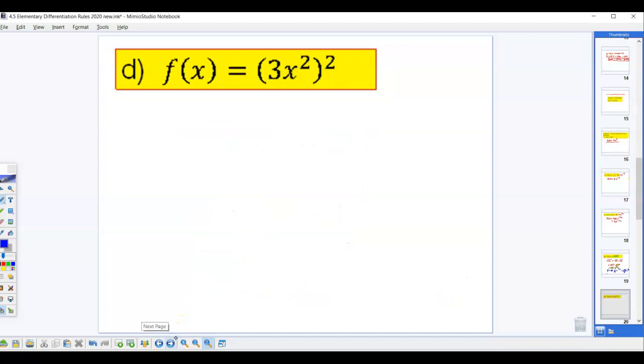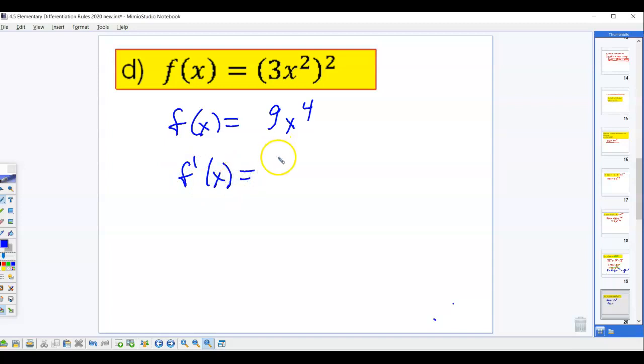Okay, let's take a look at one more. If I'm given f of x equals 3x squared, all squared, the first thing I need to do right now is simplify this. So I'm going to square my 3 to get 9, and I'm going to square my x squared to get x to the 4th. And now we're right back to what we did earlier. To take the derivative, I bring the 4 out front. 4 times 9 is 36. Subtract 1 from my exponent, which would be x cubed, and there would be my final answer.